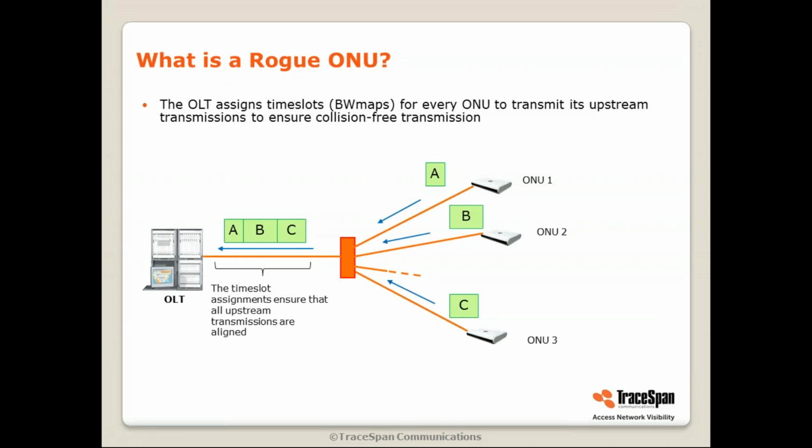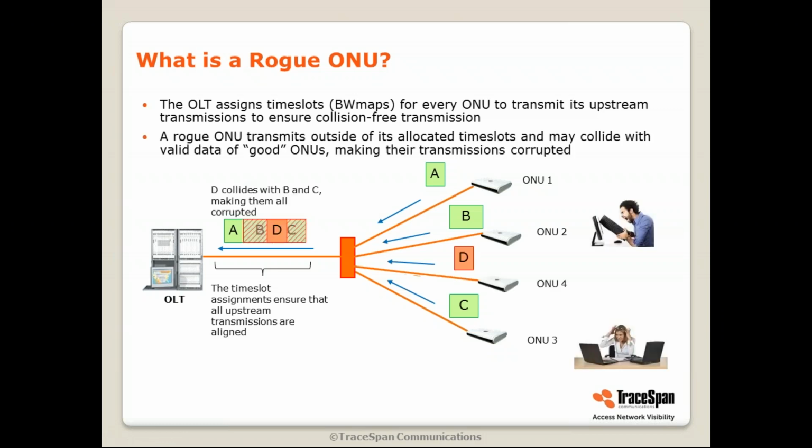Now, when everything behaves as expected, every ONU will have a time slot to transmit. It will transmit and then stop, and then another ONU will transmit. So you get collision-free transmissions. Now, what happens if an ONU does not obey these bandwidth map allocations and transmits in other time slots? And this is what a rogue ONU is.